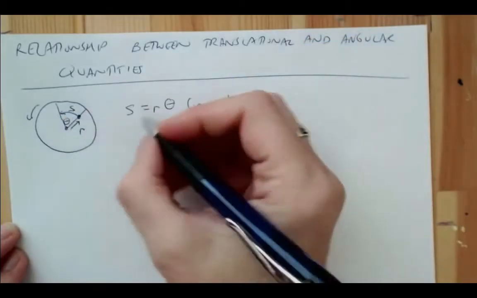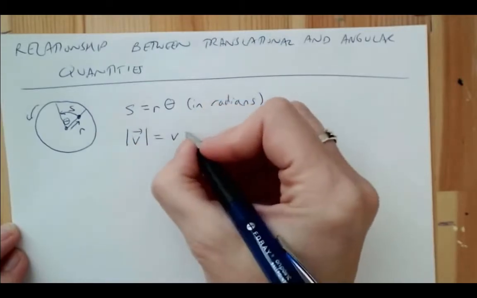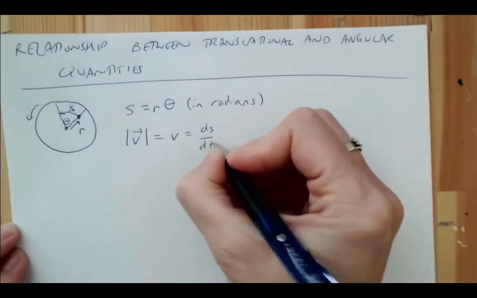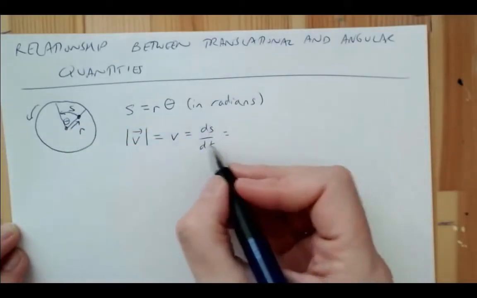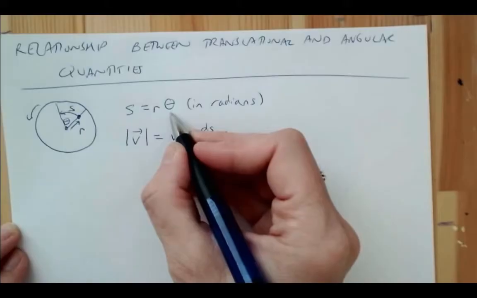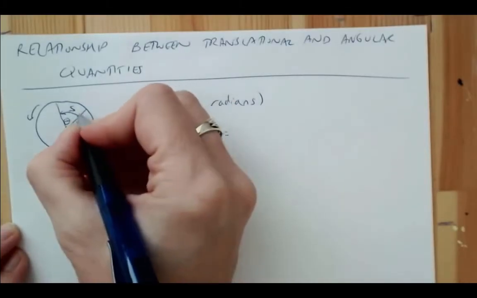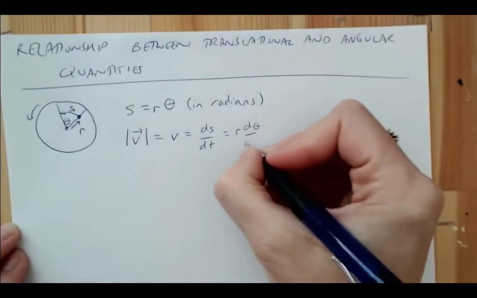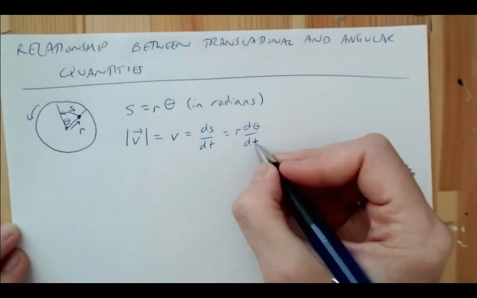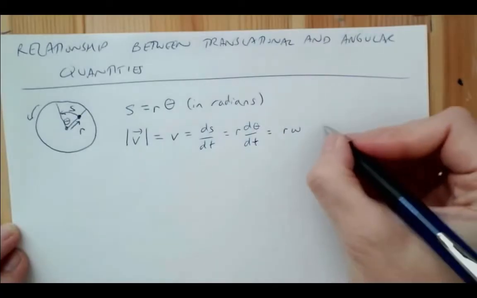And so we can then talk about the speed v is going to be equal to ds/dt, right? The rate of change of that position. And so that's going to be equal to d/dt of r theta. So the r for some point is going to be constant, so that's going to be equal to r times d theta/dt. And remember, d theta/dt is just omega, so that's equal to r times omega.